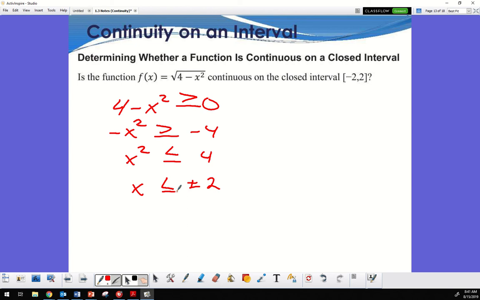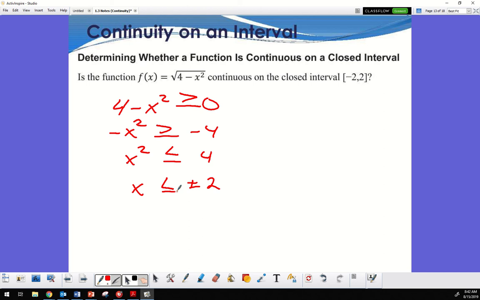Okay, so can it be equal to 2? Yes. The reason why I said that when I set up my problem: can the square root be equal to 0? What's the square root of 0? Square root of 0 is 0. Is that a number? Yes. It's not imaginary. I'm okay with that. So I'm allowed 0. Okay? So that's how I set this up right here.